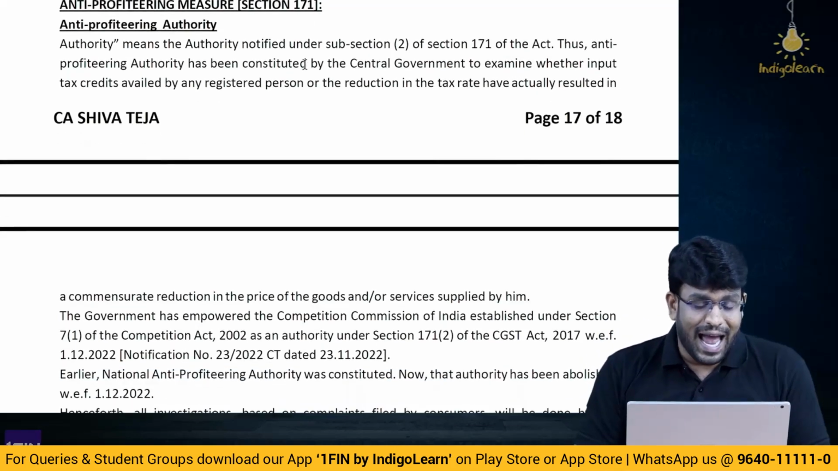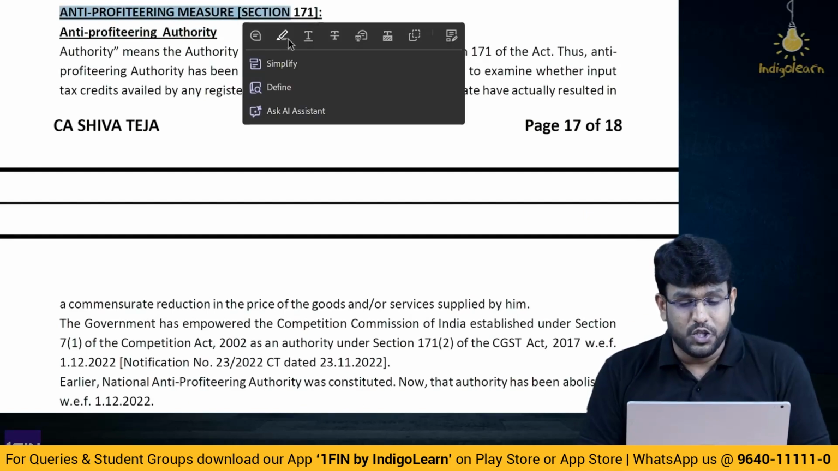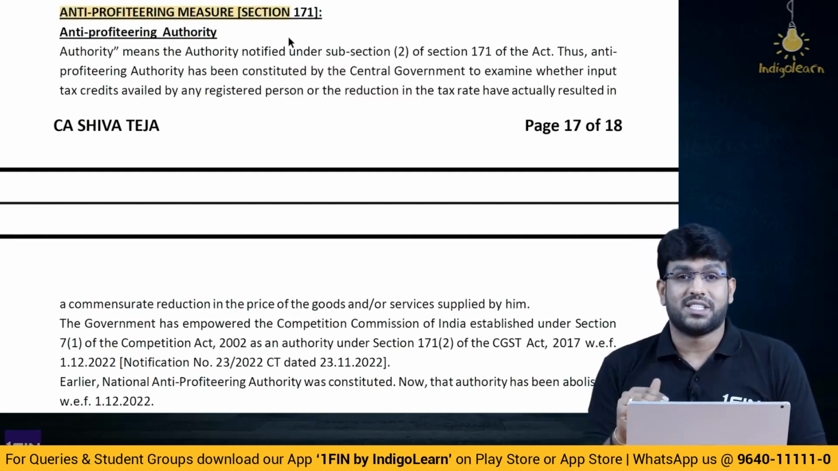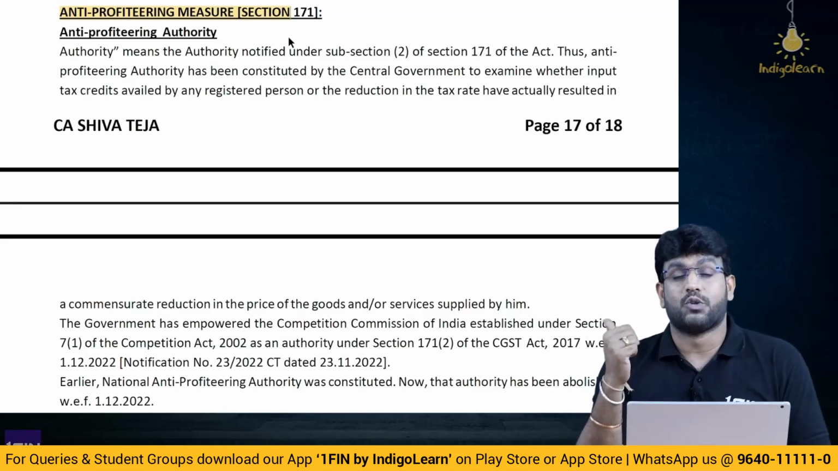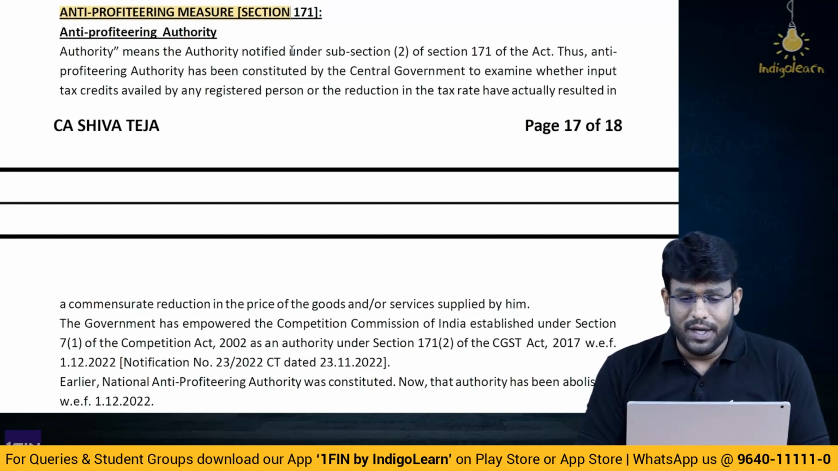Miscellaneous provisions. Anti-profiteering measure. We know what the anti-profiteering authority is, where they ensure that if there is any rate reduction in GST, the benefit is being passed on to the consumer. Businessman should not enjoy that money. Authority means authority constituted and notified under subsection 2 of Section 171.